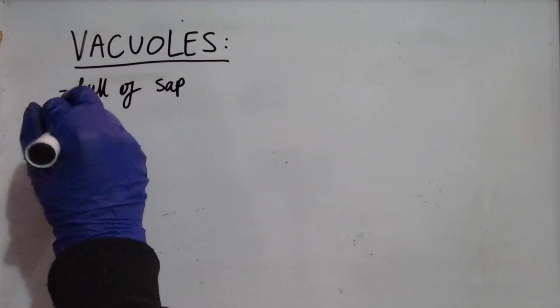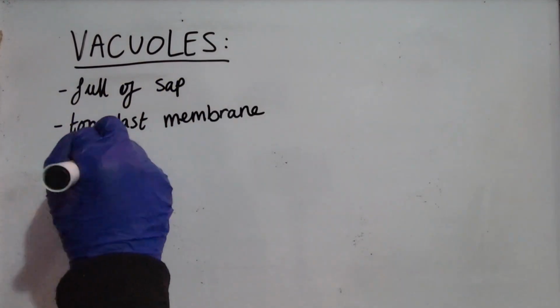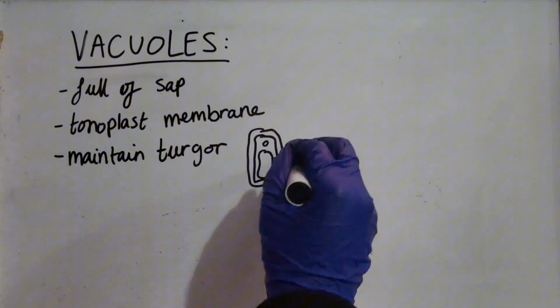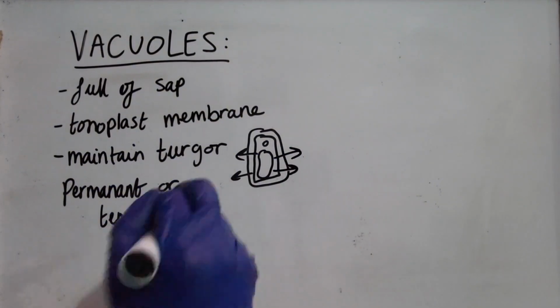Vacuoles are sacs of sap that are lined with a selectively permeable membrane called a tonoplast. They help to maintain turgor in plant cells. They can be permanent or temporary.